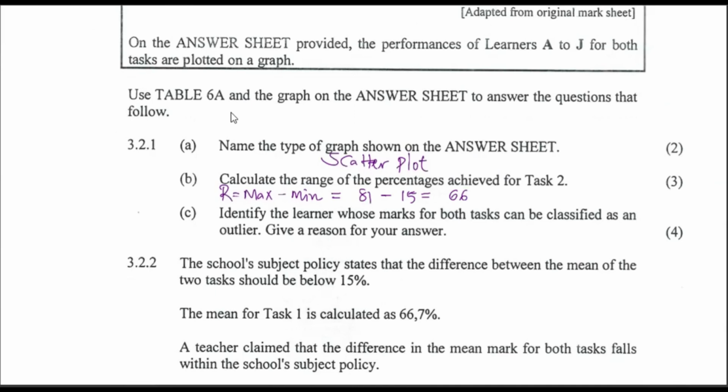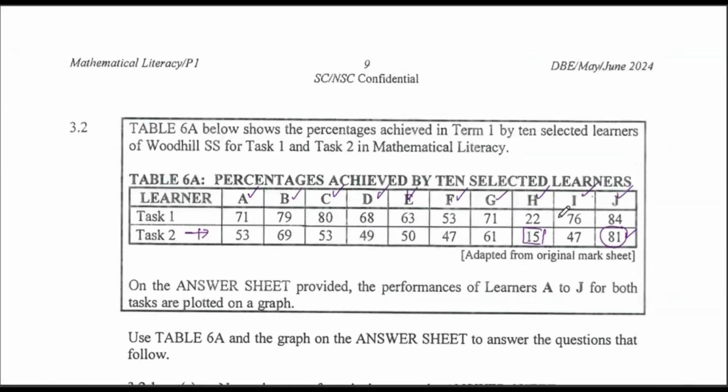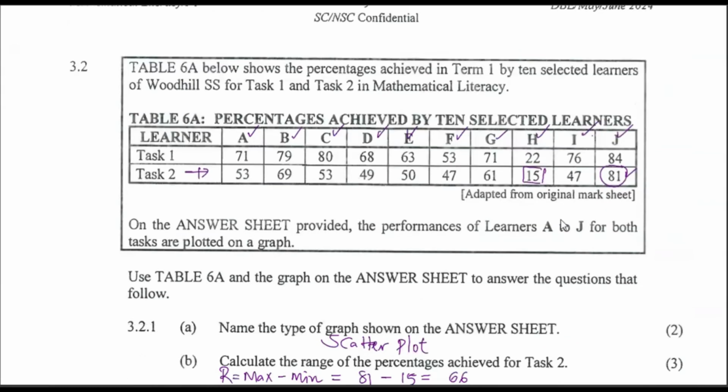Identify the learner whose marks for both tasks can be classified as an outlier. Remember, we told you an outlier is a number that is weird from the others. For example, let's check here. We have 71, 79, 80, 68, 63, 53, 72, 22. Then we go to 76 and 84. 22 is far away. It's not even near any of these other numbers. So 22 is an outlier. We come down there, you've seen 15. 15 is an outlier, because the value is weird. It's far away from the others.